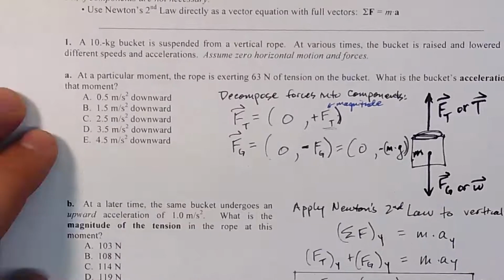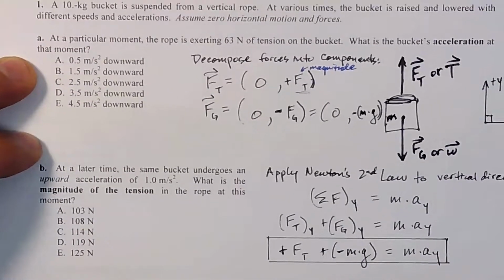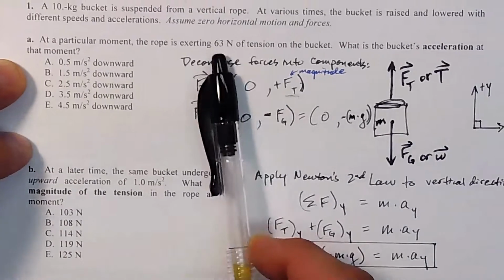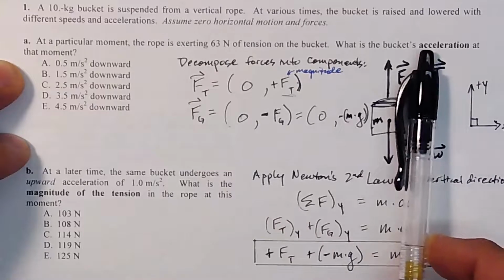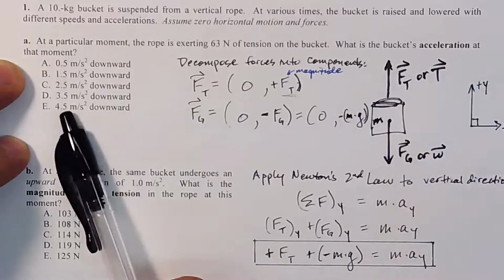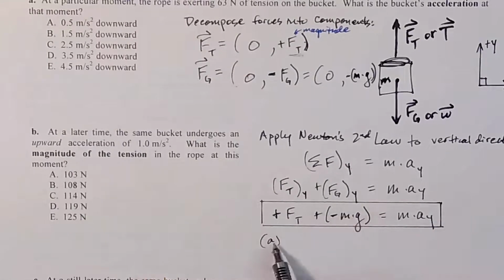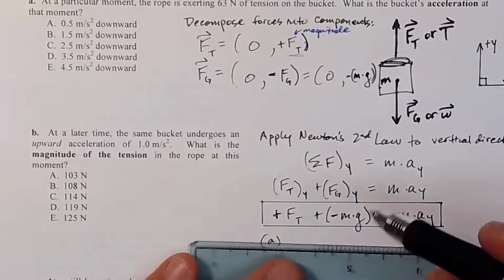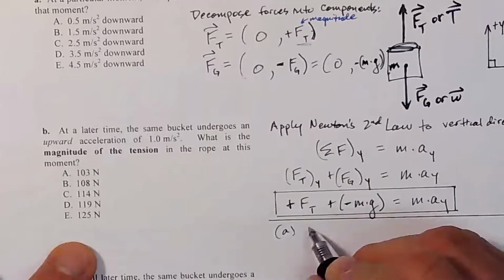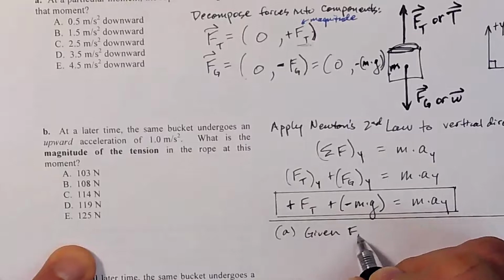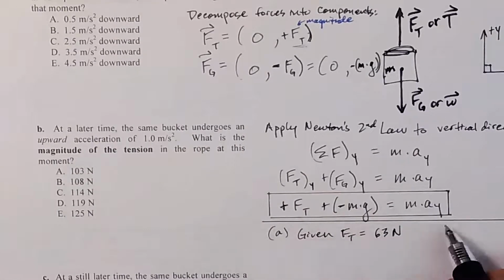So let's take a look here at part A, although I'm going to write the work for it down at the bottom. At a particular moment, the tension in the rope is known to be 63 newtons. What's the bucket's acceleration? And by that, I guess we can mean magnitude and direction. All right, so for part A, we're given the magnitude of the tension is 63 newtons, and then we can solve for the acceleration.